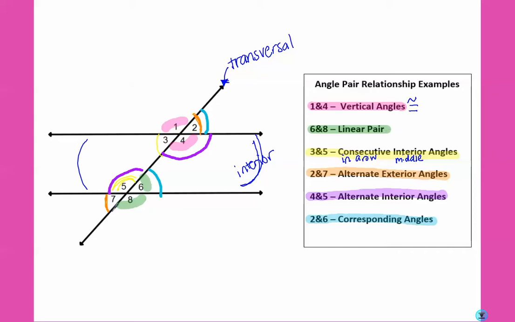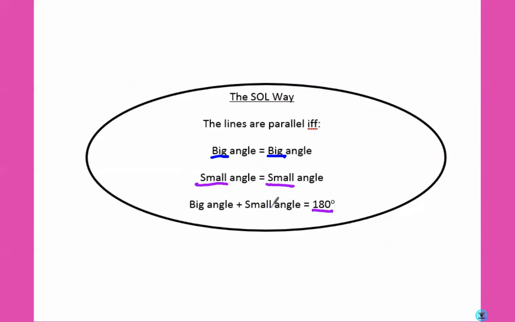Linear pair, 6 and 8. That's one small and one big, which means they add to equal 180. Consecutive interiors, 3 and 5. One little, one big, 180. There we go. Alternate exterior, 2 and 7. They're both little, so that means they're congruent. Alternate interior. Big, big, congruent. Corresponding. Little, little, congruent. Do you remember what it means if two angles add up to equal 180? That means they are supplementary.